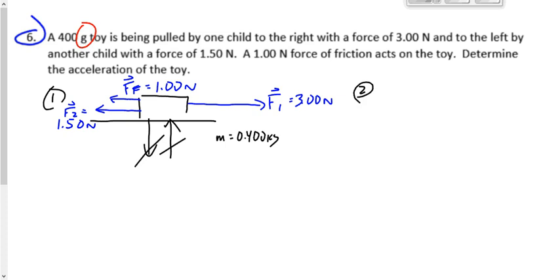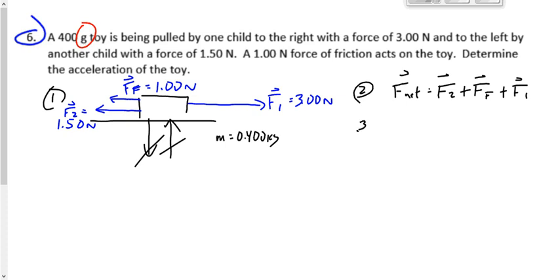Step 2. What's step 2? Yeah, add my forces here. F net is equal to the sum of my forces. That's going to be F2 plus FF plus F1. Should I have changed the order of that? Made it F1 plus F2 plus FF? Doesn't make any difference, right?